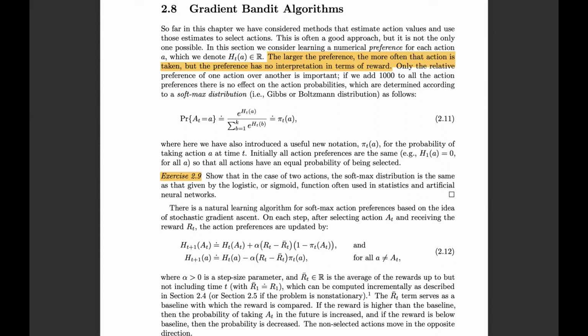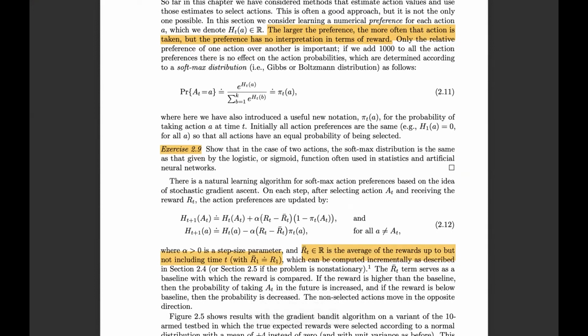Anyway. It also depends upon the number of actions that it has selected. So if we look at equation 2.12, there is a term after alpha, RT minus RT bar. RT bar is an average of the rewards up to the time, not including T. So it kind of reduces the variance. Then it only compares between the number of actions.